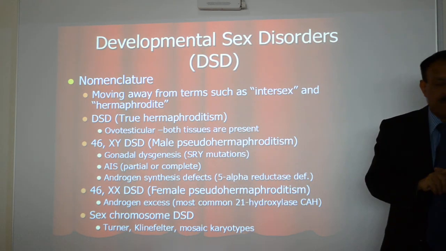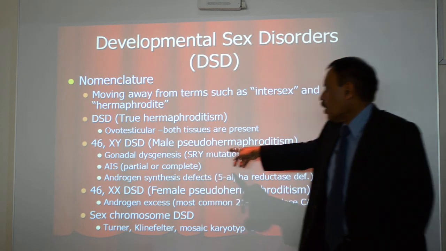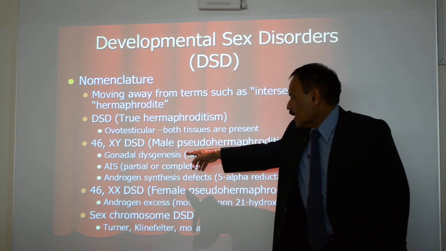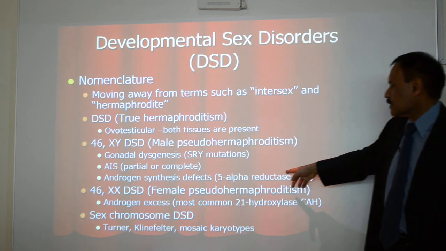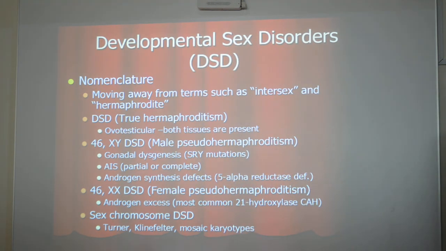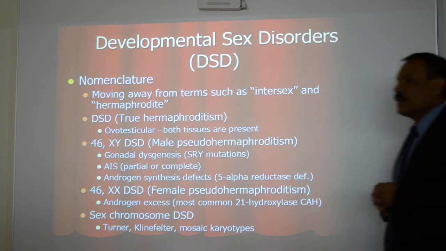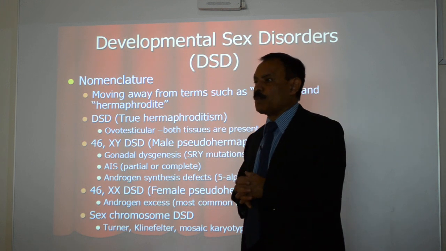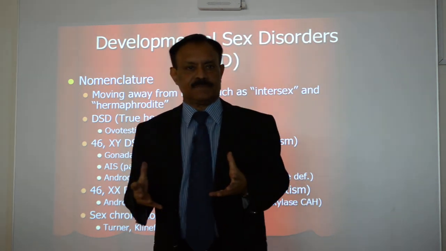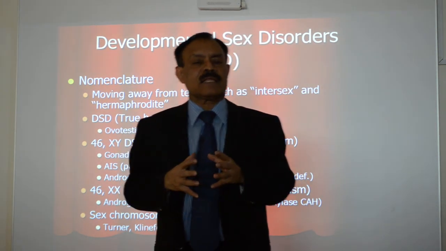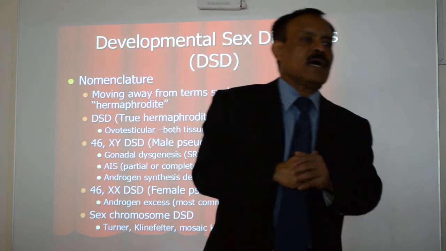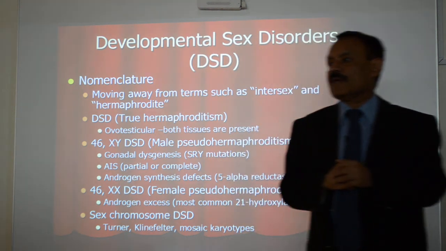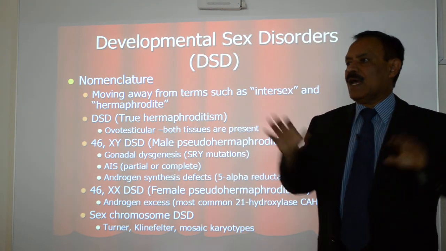So it looks like a female, and therefore we call it gonadal dysgenesis, partial or incomplete, androgen synthesis defect, 5-alpha reductase deficiency. This is a problem for the little kid who is supposed to be male but looks like a female. So therefore I said do not hand over to the parent saying that you have a girl. Okay? I put it in the question.